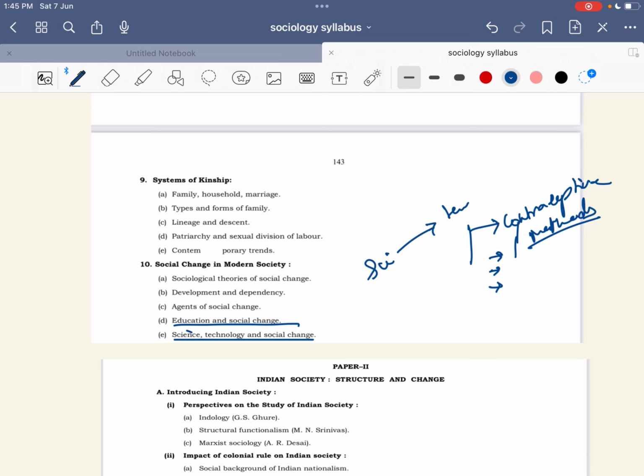And one of the important, see here also, system of kinship. Here also you see patriarchy and sexual division. This is also very important, and from current affairs you will see patriarchy examples everywhere. Write those examples. Sexual division of labor based on sex: how the division of work is there in the society, what is considered as a woman's work, and what is considered as a man's work. See, that is the sexual division of labor.